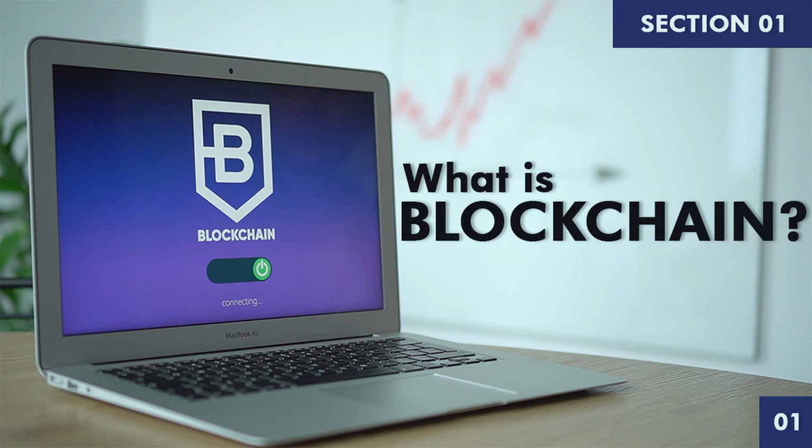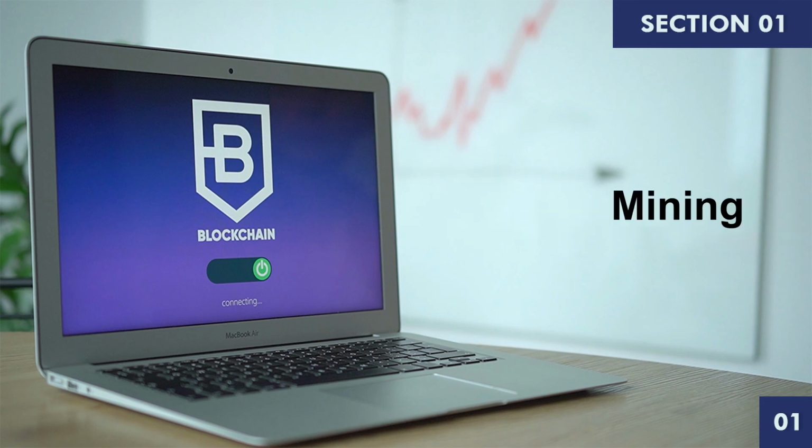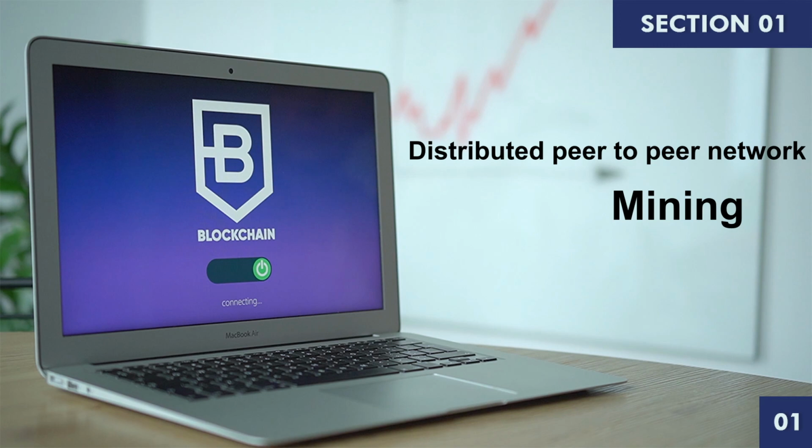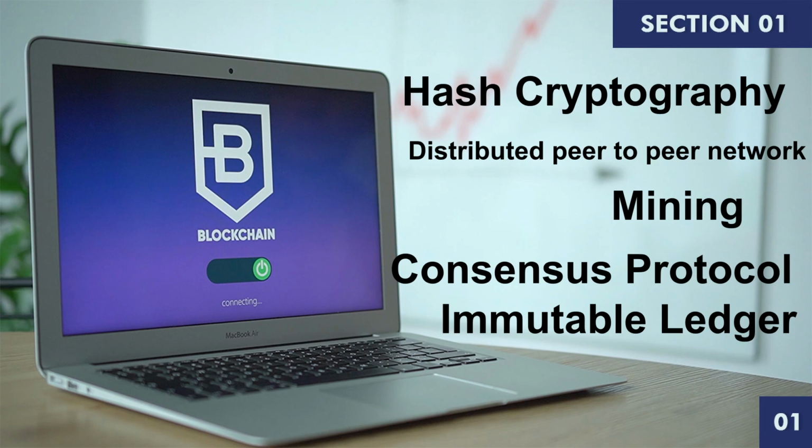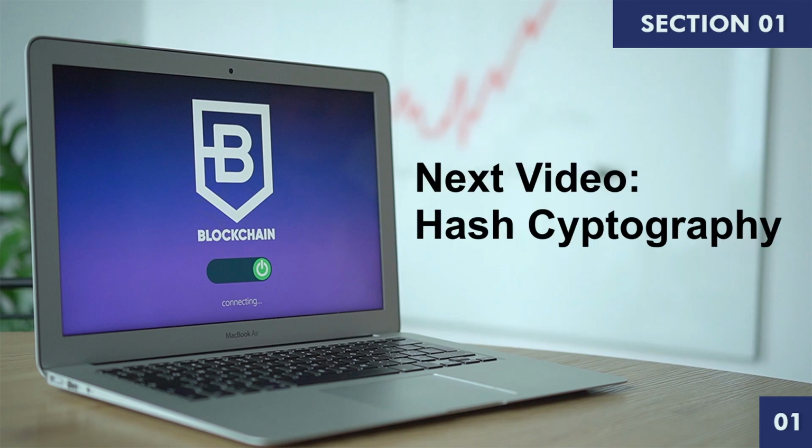Alright, so this is blockchain at a very high level. There are many more concepts to blockchain, things like mining, distributed peer-to-peer network, consensus protocol, immutable ledger, hash cryptography, etc. Right now this might not be familiar. Don't worry, we will learn them one by one in the following videos. So in the next video we will learn about hash cryptography.